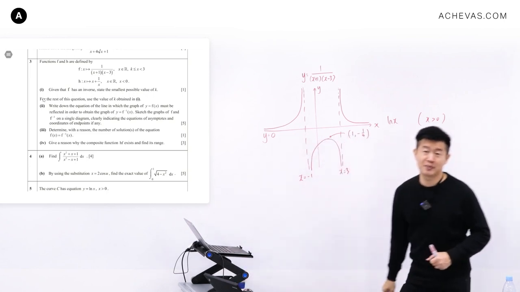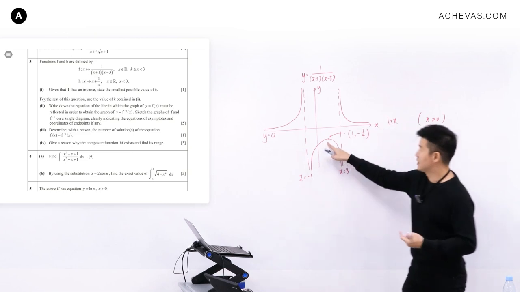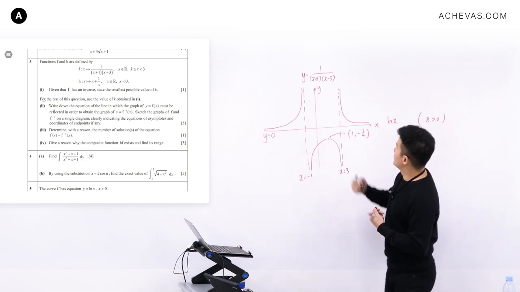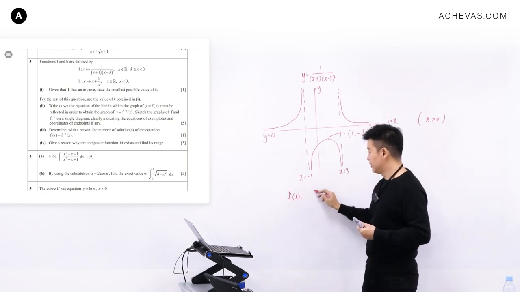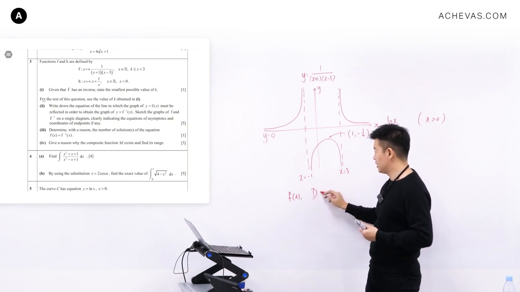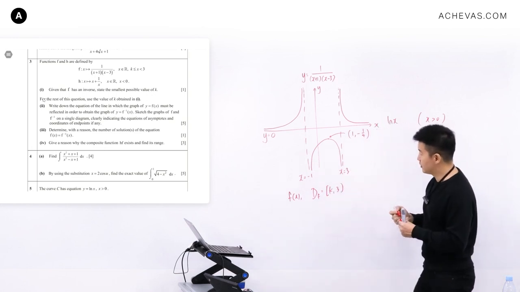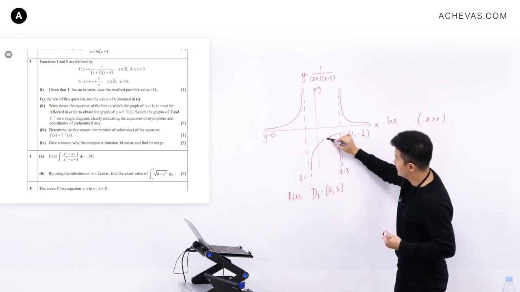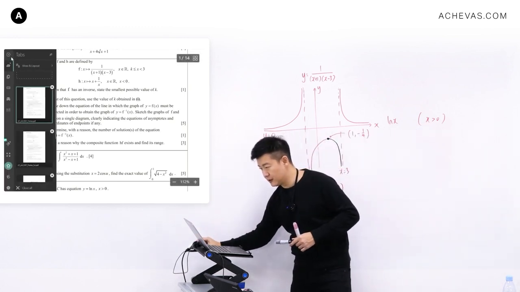So what is the smallest possible value of k such that f has an inverse? The smallest possible is 1, right? I can see from here. Because f(x) is such that the domain of f must be between k and 3, not inclusive of 3. 3 is here, so the smallest possible k can go is 1. So I know that I'm working on this. Smallest k is 1.